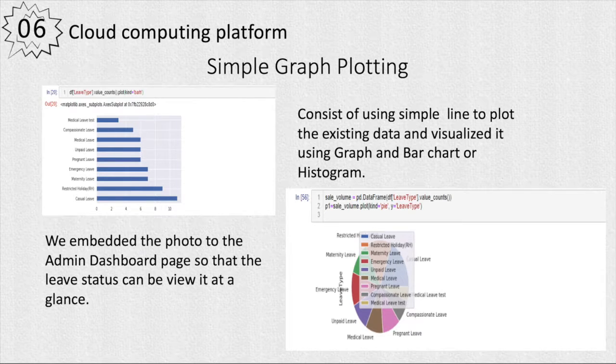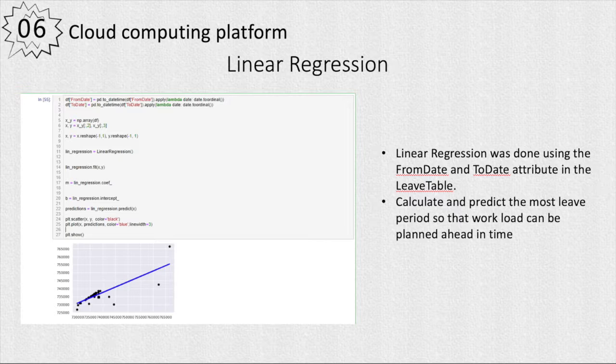The next will be linear regression. Linear regression will be done using two attributes, the from date and to date. The from date is the start of the leave, and the to date is the end of the leave that an employee has taken. We are using these two attributes to calculate the months the employee most likes to take their leaves on. So we can see there's a concentration of a certain period where the employees like to take their leave. In this case, the manager can better plan the workload ahead.